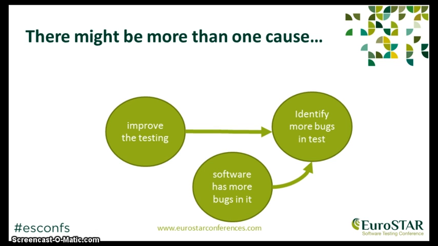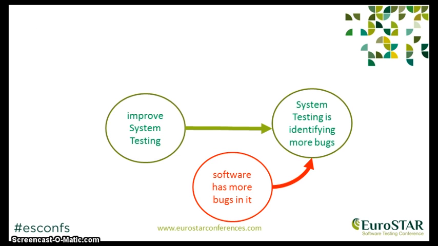So now we have a slightly more complicated diagram. We've got two possible reasons why we're identifying more bugs in test. I'm now going to colour code it, so improving the system testing, which is probably a good thing, is in green. Finding more bugs in testing is probably a good thing, so that's in green. But the software having more bugs in it is in red because I want to monitor that. That's possibly something I need to address.